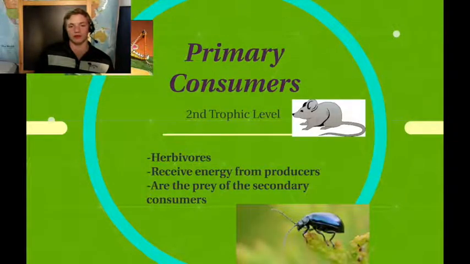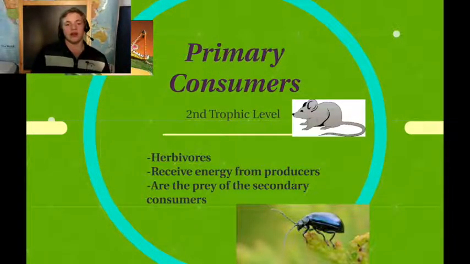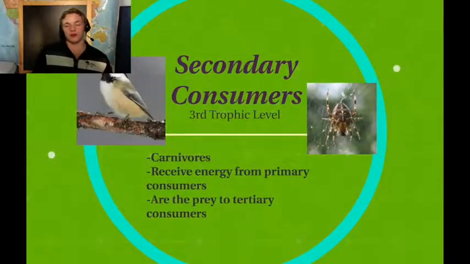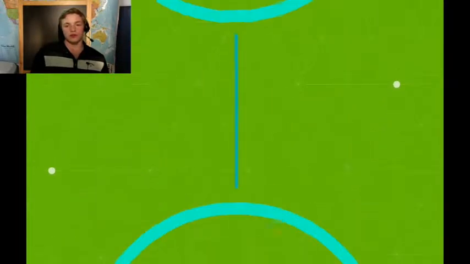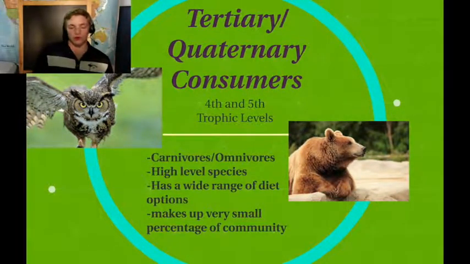The second trophic level is the primary consumers. These are all herbivores, meaning that they eat plants. They feed on the first trophic level, and this is where they receive their energy. Now, the primary consumers are prey to the secondary consumers, and this is the third trophic level. Usually, not all the time, these are carnivores that feed on the second trophic level, and this is where they receive their energy. And again, these are prey to the tertiary and quaternary consumers, and these are the fourth and fifth trophic levels.